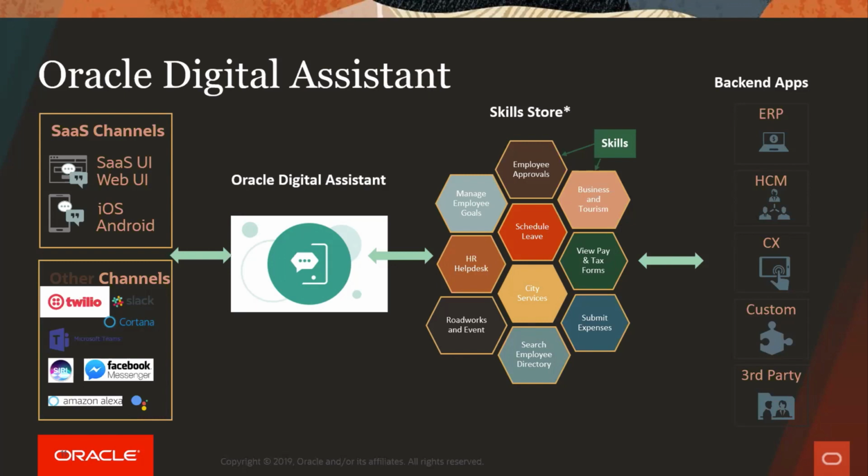All right. For the skill store that you see here, Oracle will also be releasing pre-built skills for its SaaS application portfolio, like ERP, HCM, and CX. Partners and customers like yourself will also be able to create your own custom skills that ODA can consume. These skills will be located in a skill store where you will be able to mix and match your skills and customize your digital assistant experience. And of course, at the back end, we support both Oracle SaaS as well as any third-party SaaS applications.